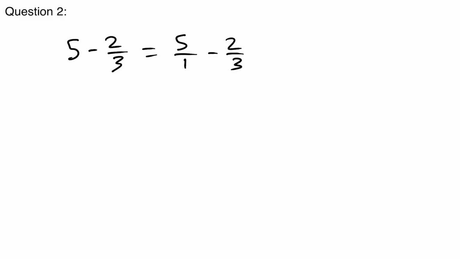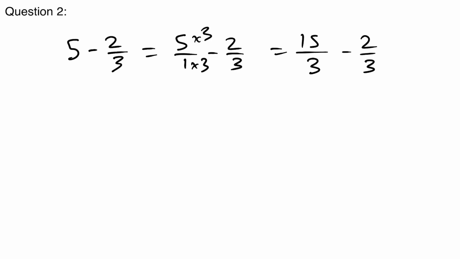And so now that we have two fractions and we want to subtract, we need to make sure that we have a common denominator. So the lowest common multiple, or the common denominator, of 1 and 3 is going to be equal to 3. So to make 5 over 1 out of 3, we have to multiply the denominator by 3, and then we multiply the numerator by 3 as well, because what we do to the bottom, we have to do to the top. So 5 times 3 is equal to 15, and then 1 times 3 is equal to 3. That minus 2 over 3.